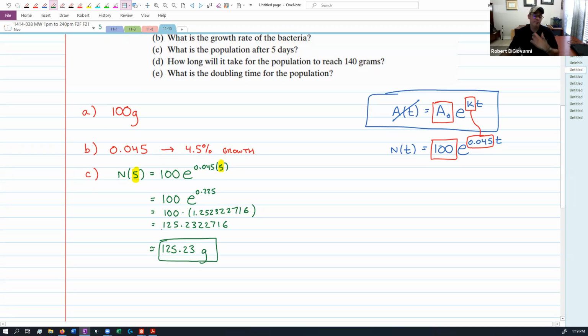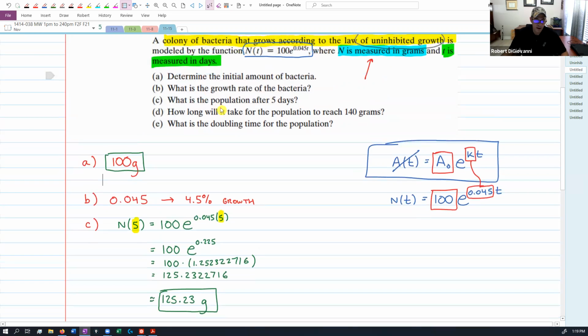So it's grown, right? At the very beginning, we had 100 grams, and now 5 days later, we have 125 grams. Now, one thing to be careful with when you're reading problems like this, what if they had said here, what is the population after 5 weeks, right, instead of days?